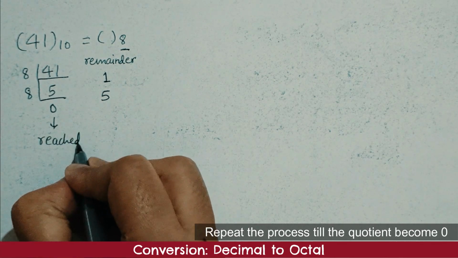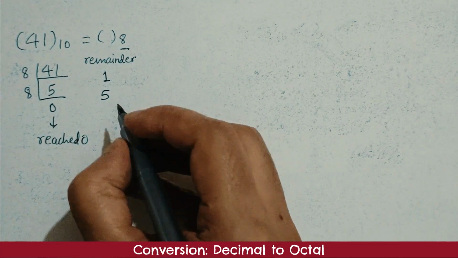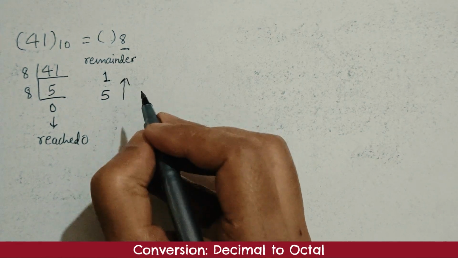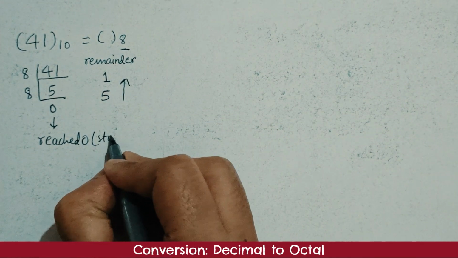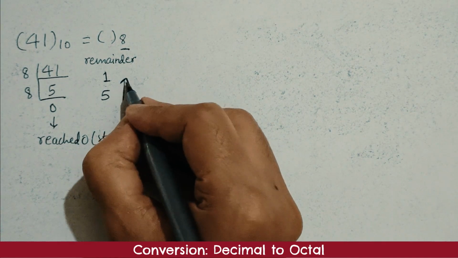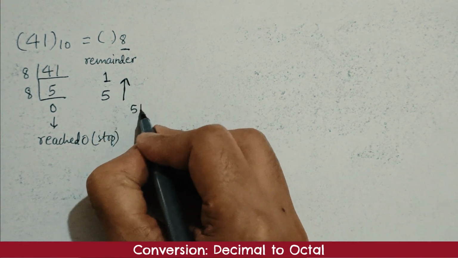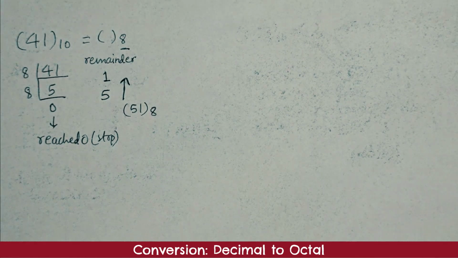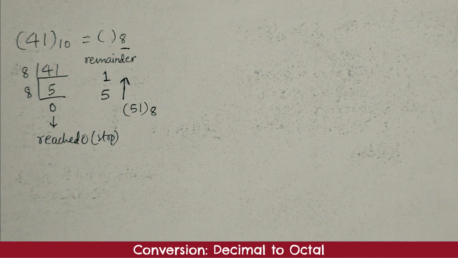Repeat the process till the quotient reaches 0. In the remainder section, write down the digits from bottom to top. So, 51 will be our final value in octal.